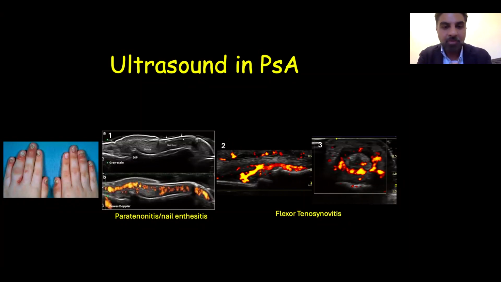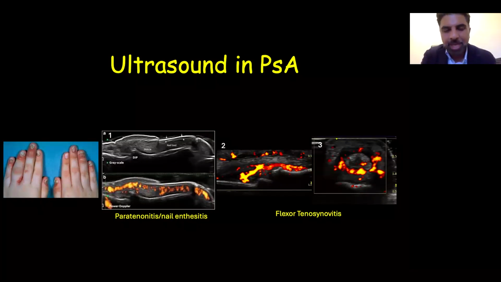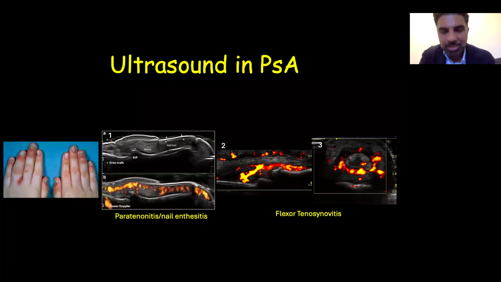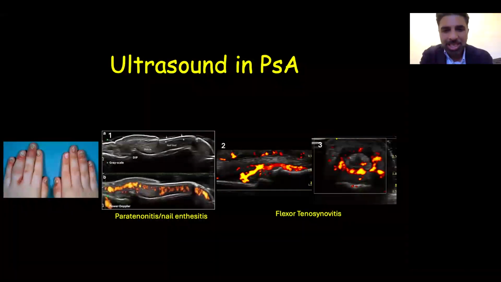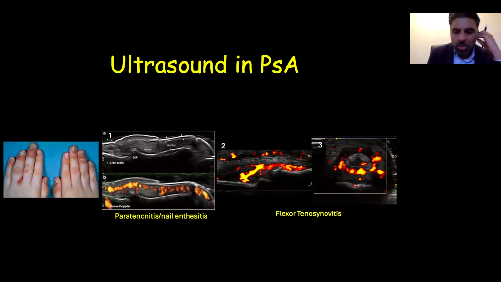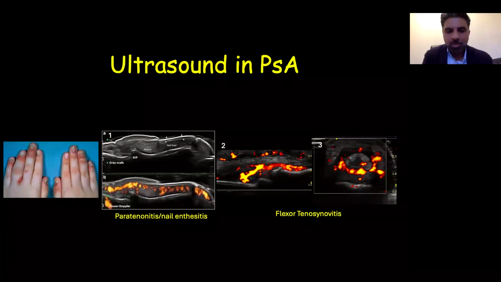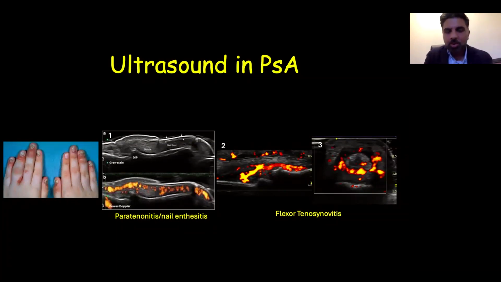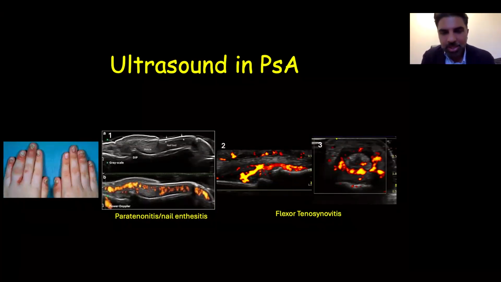we tend to get involvement of the enthesis, and this is usually where the tendon inserts onto the bone, and you can see that in lots of different places. Quite commonly, you can see this at the nails, the nail bed, around the DIPJs, but also around the flexor tendons as well. You can also look at the collateral ligaments around the small joints, and that can also show inflammation. So it's really important that if you have someone with psoriatic arthritis, you look at all these different places, because if you don't, you could miss some inflammation there.